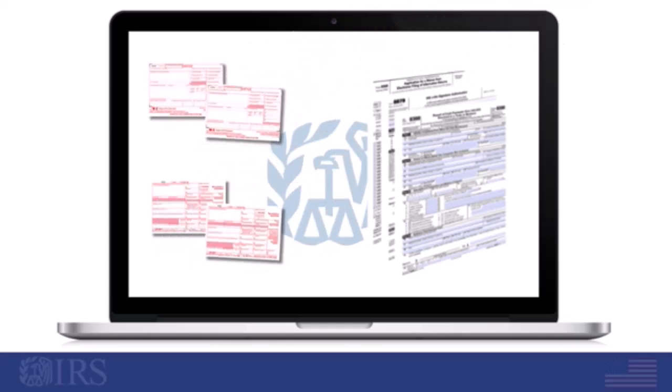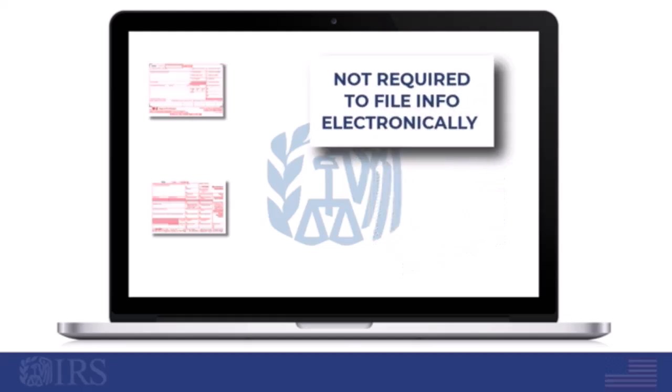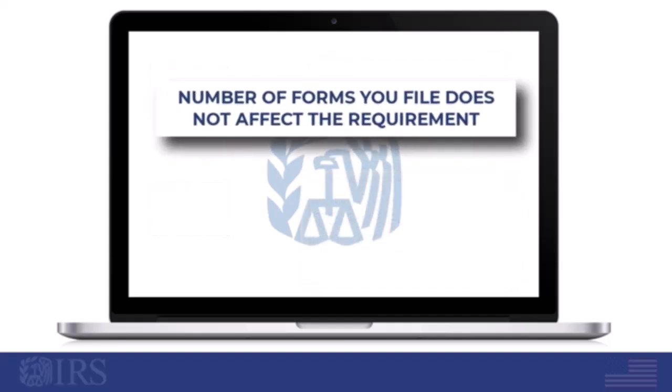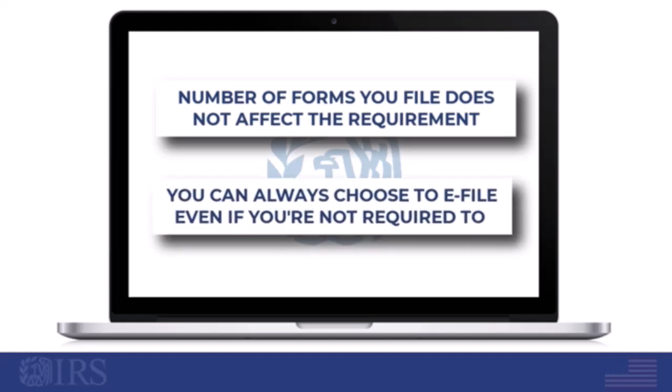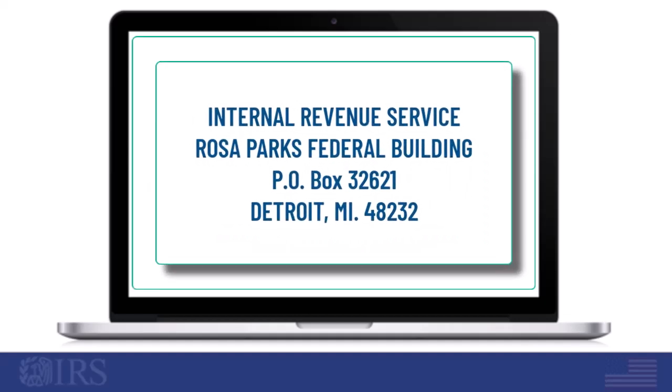However, if you file less than 10 information returns other than Forms 8300, you're not required to file the information returns electronically, and not required to file any Forms 8300 electronically. The number of Forms 8300 you file does not affect the requirement. Keep in mind, if you're not required to e-file, you can still choose to do so. If you're not required to e-file Form 8300 and choose to physically mail it to the IRS, send it to Internal Revenue Service, Rosa Parks Federal Building, P.O. Box 32621, Detroit, Michigan 48232.